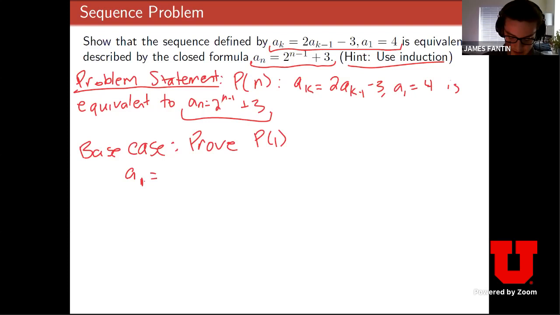The reason being that we have a sub k, a sub 1, and this a sub n that we want to be the same. Which is why we have to be a little bit careful in how we specify the problem statement and describe them as equivalent. But we just want to verify that the closed form gives the same thing that the recursive form does.